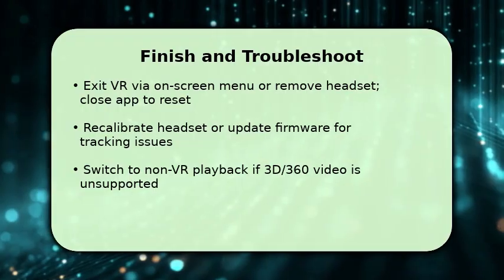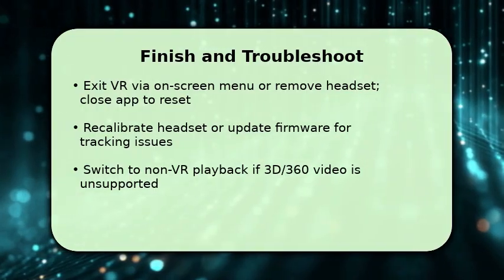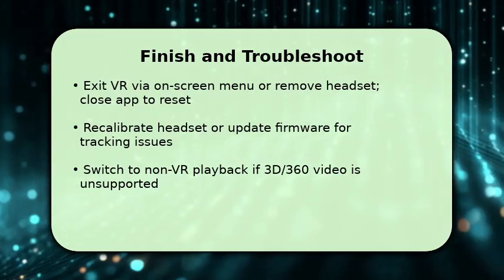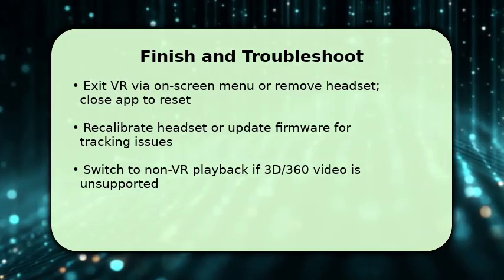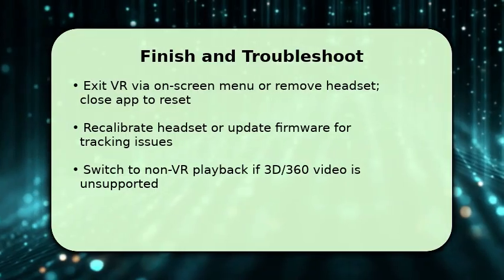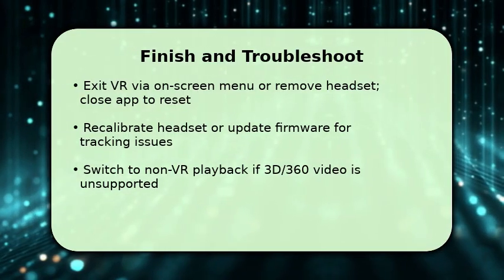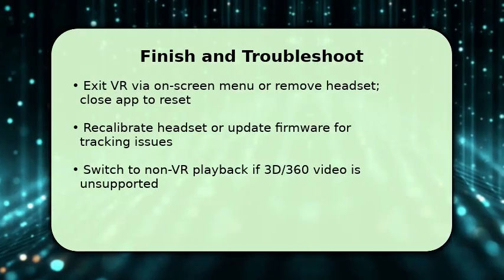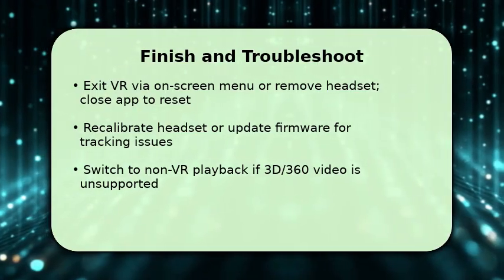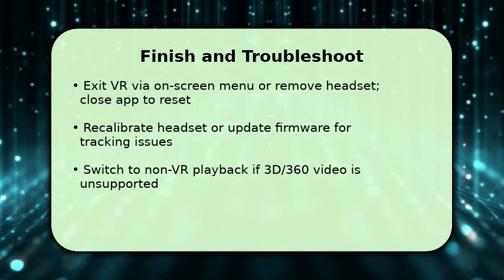If tracking drifts or controllers lag, recalibrate sensors and check for headset firmware or app updates. This often fixes jitter. Finally, if a video won't display in VR, switch to regular playback. Sometimes the file lacks proper 360 degrees or stereoscopic formatting.